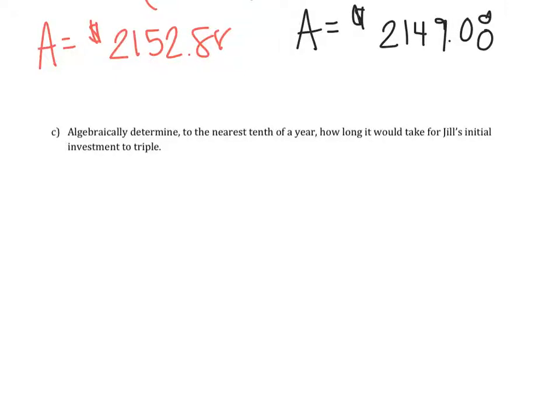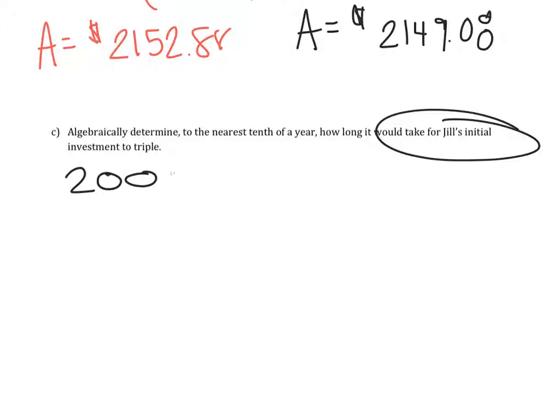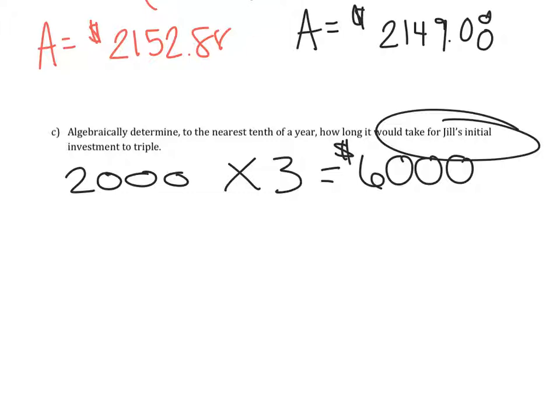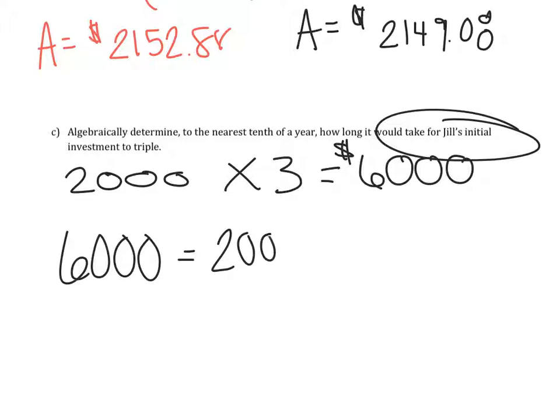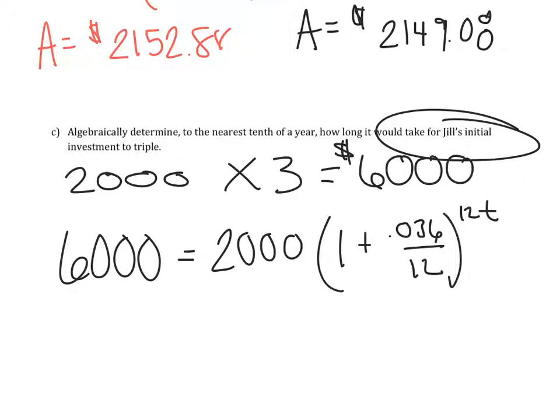Algebraically determine to the nearest tenth of a year how long it would take for the initial investment to triple. And we're specifically talking about Jill's. So if Jill's initial investment triples, well, right now she invested $2,000. If that triples, she's going to multiply her amount by 3. So we want to know when her amount will reach $6,000. So I'm going to say, okay, 6,000 equals Jill's equation, which was 2,000 times 1 plus 0.036 over 12, raised to the 12t. And I'm not using the t equals 2 anymore because the question is, to the nearest tenth of a year, figure out that year.